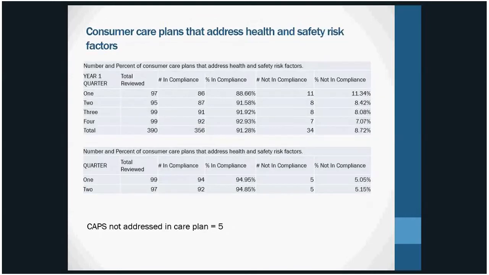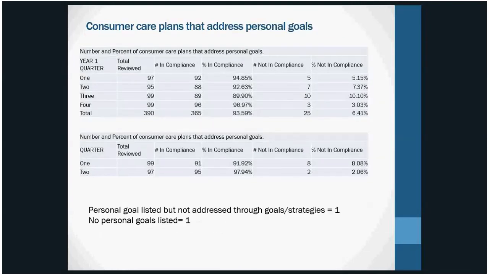Okay, the next one, consumer care plans that address health and safety risk factors. This is a subset of the prior performance measure, and so our percent in compliance is a little bit higher with this one. But again, the caps were not addressed in 5 of the care plans that were reviewed. For care plans that address personal goals, we had almost 98% compliance this quarter. There were only 2 that were not in compliance, and in 1, the personal goal was listed but not addressed in the goals and strategies, and in the other, there was no personal goal listed.